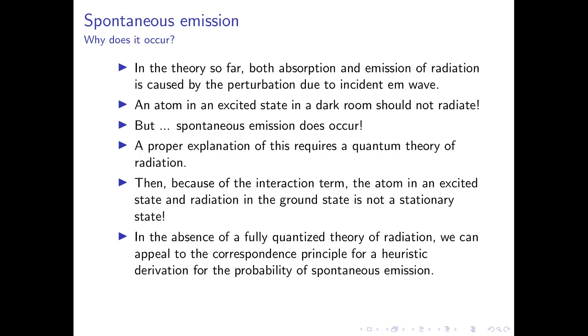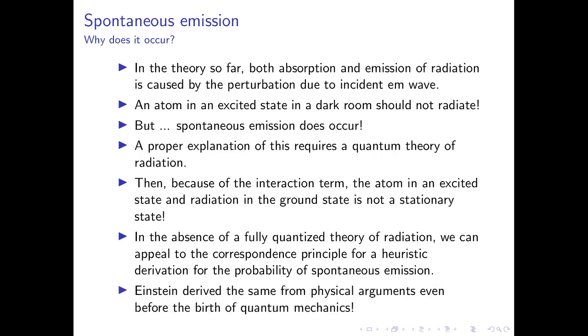Now, in the absence of a fully quantized theory of radiation, we can explain spontaneous emission by various means, like we can talk of vacuum fluctuations as the cause and actually use the kind of calculations we did on the last few slides to explain the amount of spontaneous emission you have. You can also explain them away by using correspondence principle based arguments. However, what I'm going to talk about now is something which Einstein derived: spontaneous emission and various other relationships between this and stimulated emission and absorption from purely physical arguments, and this was done even before the birth of quantum mechanics proper.